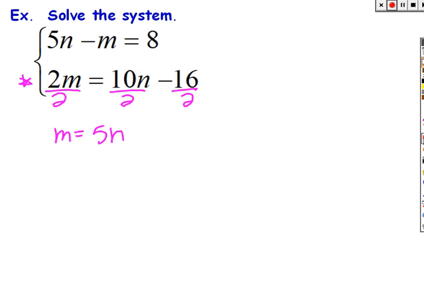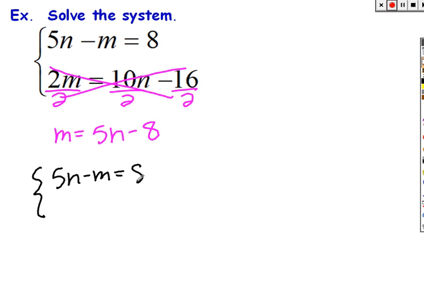So if I divide everything by 2, I should have 5n minus 8. So this is the second equation right here. I've just rewritten it. So now my new system, I guess I can rewrite it if you want. The first equation I haven't done anything with. The second equation I just divided everything by 2. Okay, so here's my equation.